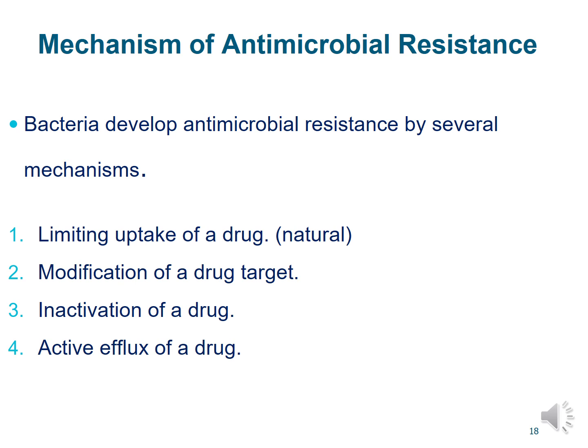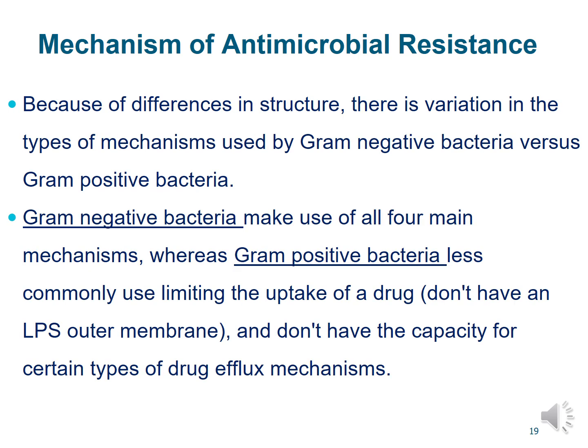Mechanism of antimicrobial resistance. Bacteria develop antimicrobial resistance by several mechanisms. The first one is limiting the uptake of the drug, then modification of the drug target, inactivation of the drug, and activation of efflux of the drug. Because of the difference in structure, there is variation in the types of mechanisms used by gram-negative versus gram-positive bacteria. Gram-positive bacteria have less commonly used uptake limiting mechanisms and do not have the capacity for certain types of drug efflux mechanisms, whereas gram-negative bacteria make use of all four mechanisms.